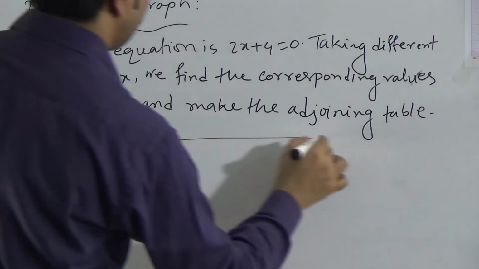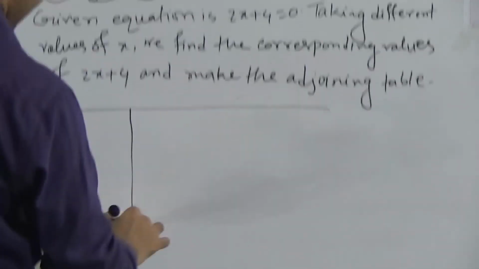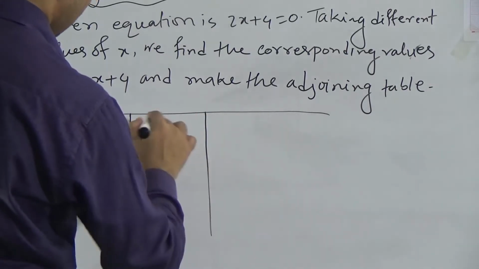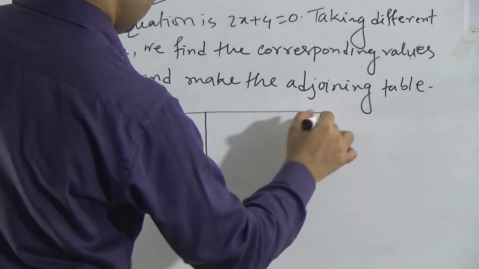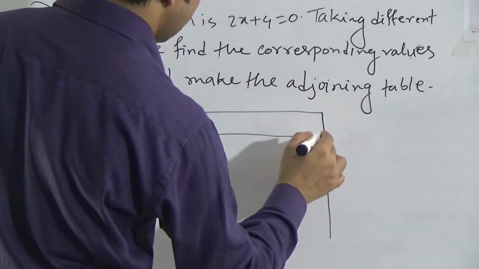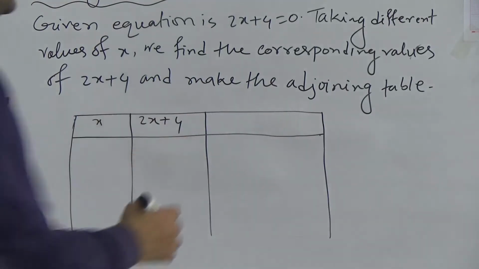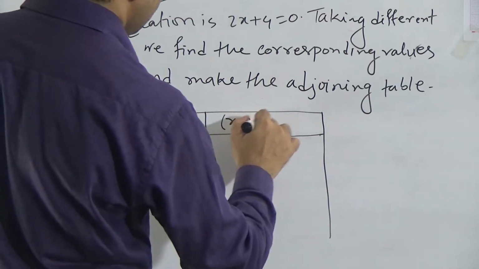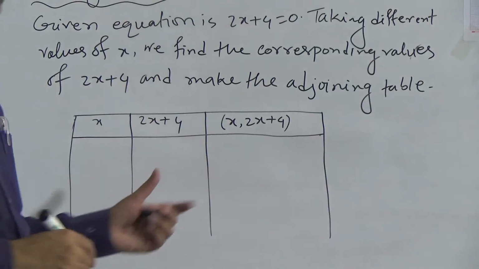So I'll show the table here. At first I will take the value of x here, then we will get the value of 2x plus 4, and from this value we can consider some points on the graph. We will get some points on the graph. Points should be at first x, then 2x plus 4, this type of points.